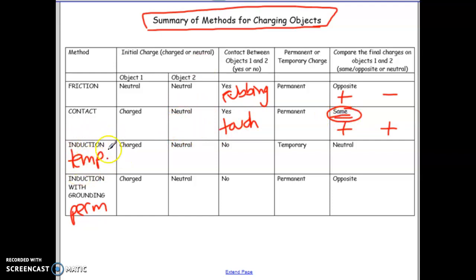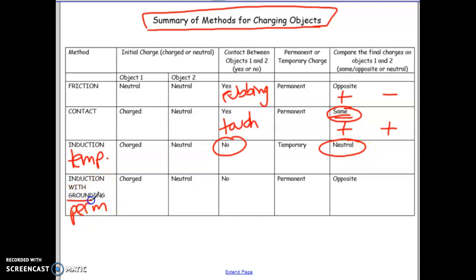Charge by induction temporary. You start with one object with a charge and one object that is neutral. There is no contact between them. It is a temporary charge, and when the objects are removed from each other, it goes back to being neutral. So think of the balloon with the wall. You bring the balloon close by, and if you remove the balloon again, the wall is still neutral.